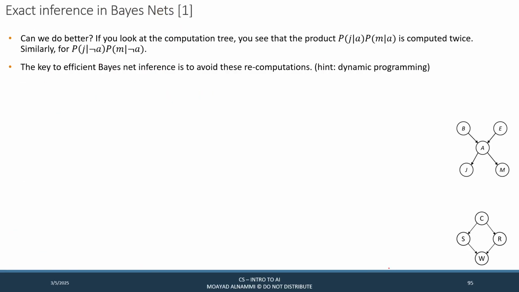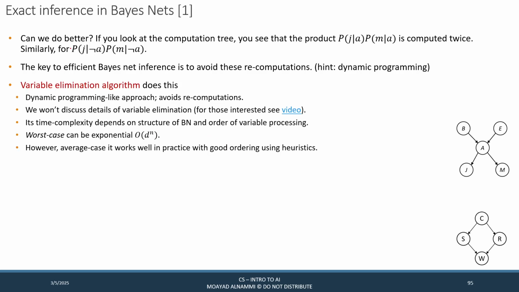I won't go into the details of how this is done, but there is an algorithm that does this. There's an algorithm that is used for exact inference in Bayesian networks that uses dynamic programming. This is called the variable elimination algorithm. It is a dynamic programming-like approach. It avoids recomputation. We won't go into the details. You can see this video for those interested. For this course, you just need to know the following.